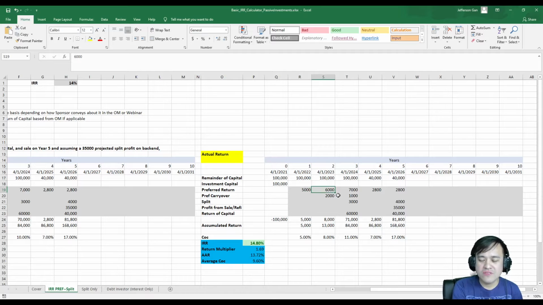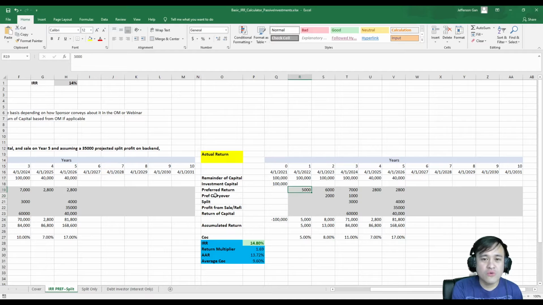Then you can also ask how much the split was, if it didn't specify. Then also just like another piece of information for the pref carryover. What this means is, if let's say there was a projected 7%, so ideally for 100,000 you should have received 7,000, but during the stabilization period, it might miss that 7%. So there will be a catch-up payment of that 5,000.